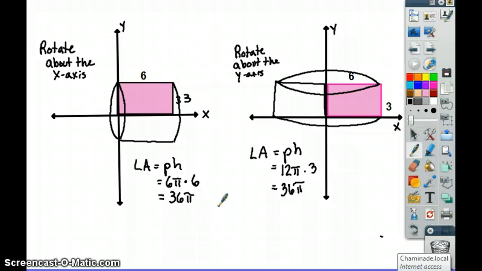So those are our notes for volumes of prisms and volumes of cylinders. And now you're going to have an assignment to work on. So use these notes as a guide to help you out with the assignment.